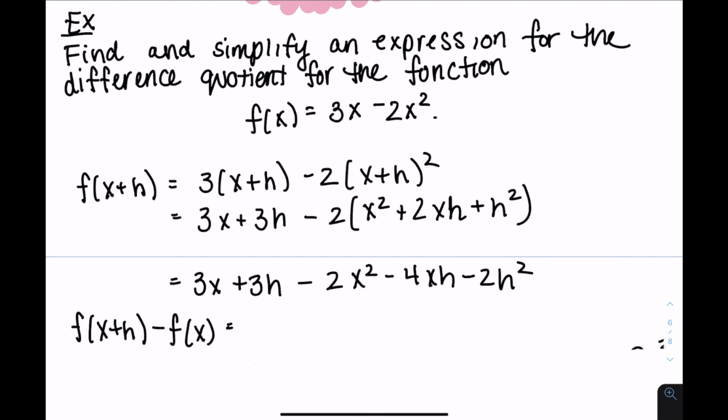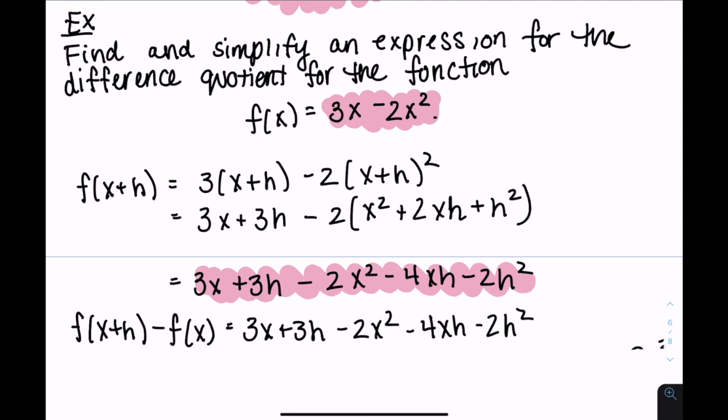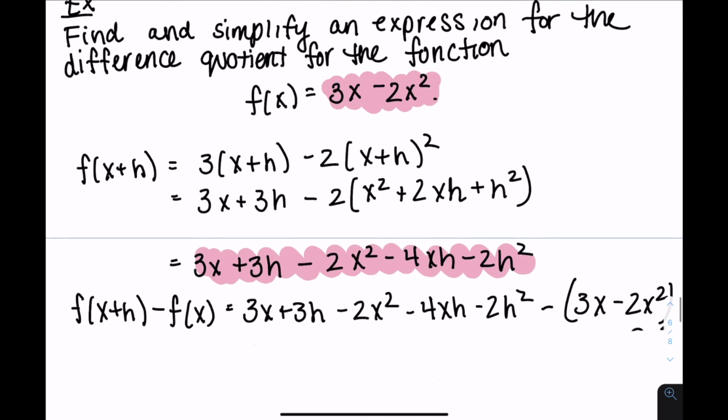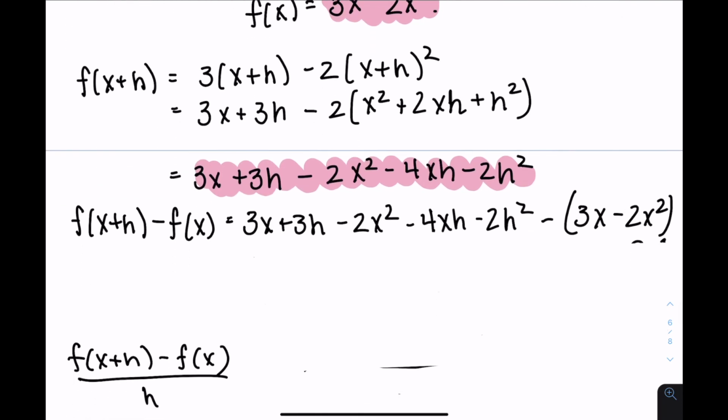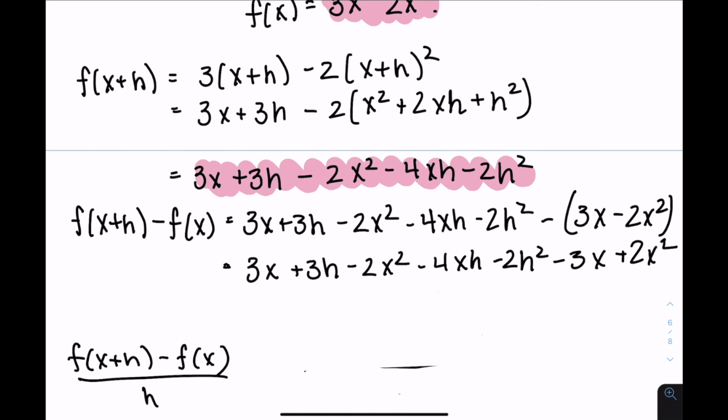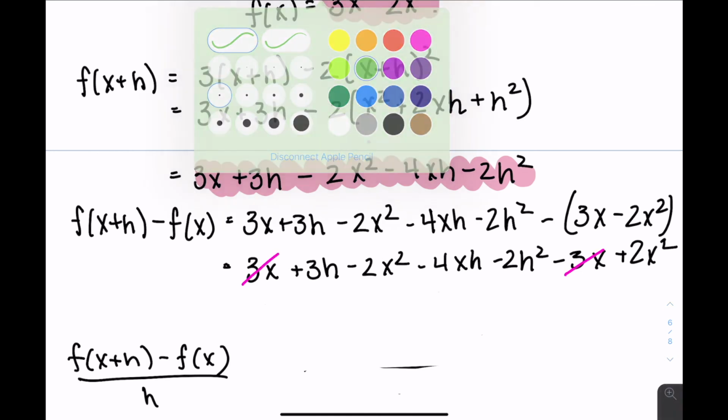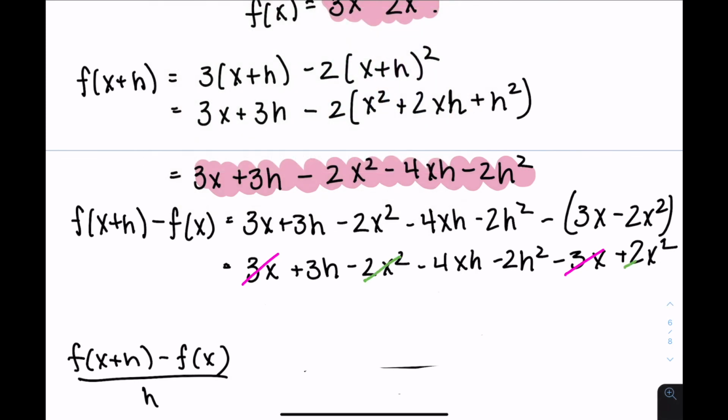But now we want to go ahead and go through the second part. My numerator is f of x plus h minus f of x. So I'm going to take this whole expression and I'm going to subtract the original function. So we get our first expression, f of x plus h, and we want to subtract our original function. So if you distribute that minus sign, we're going to see there's some cancellation. So the 3x cancels out. Then we also have -2x squared plus 2x squared. So those end up canceling out.